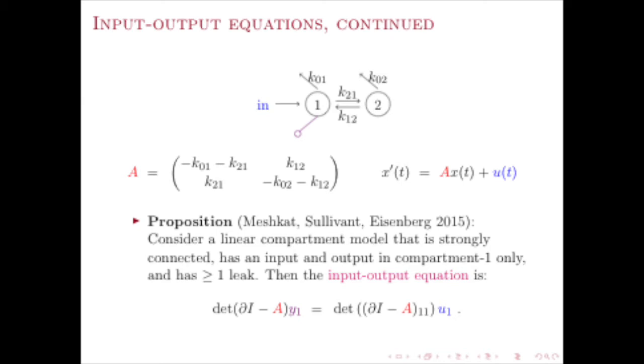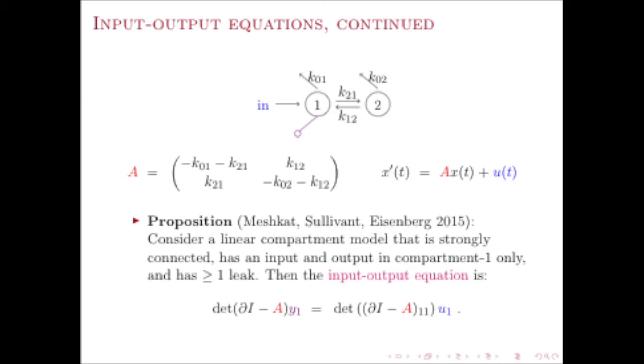So this matrix A is the key component that goes into the input-output equation. The hypotheses are, at least in this very special case that I stated, that you have a model that's strongly connected, so here we have edges between 1 and 2. In this case, I just assume we have input-output only in compartment 1 for simplicity, but the proposition is much more general. And you have at least one of these leak terms, one of these degradation terms, just to make sure that this matrix is full rank. Then the input-output equation has this form, which I will show an example of on the next slide.